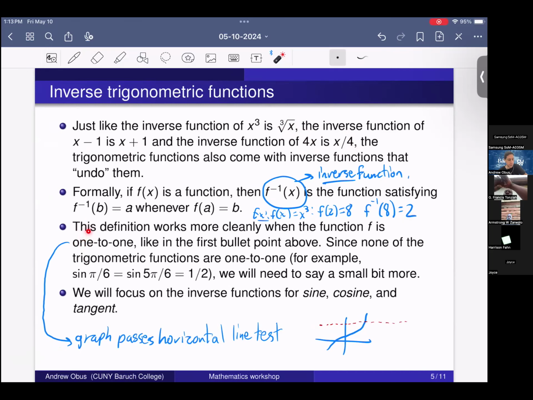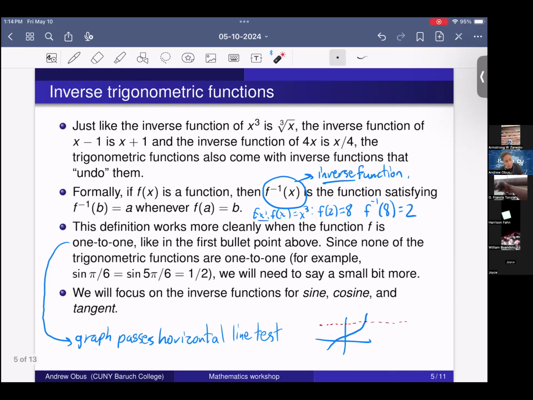Now, trigonometric functions don't have this property. And that's going to complicate things a little bit. Okay? So none of these trigonometric functions are 1-to-1. So for example, we have that sine of pi over 6 is the same thing as sine of 5 pi over 6, right? And both of these are equal to 1/2. So if I ask you what angle has its sine equal to 1/2, then pi over 6 is an answer, and 5 pi over 6 is an answer. So it's not clear exactly which one should be the right answer. If I want to say, what's the inverse function of sine at 1/2? Well, there's two angles that give you 1/2. So it's not clear which one we should pick. We're going to need a convention in order to do that.